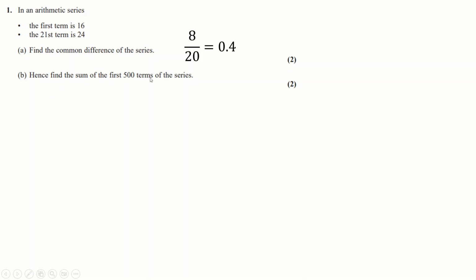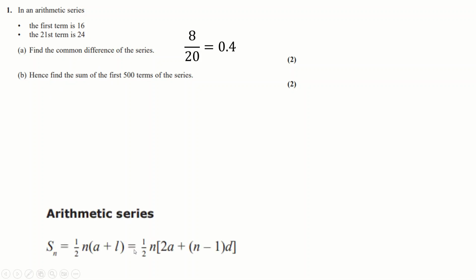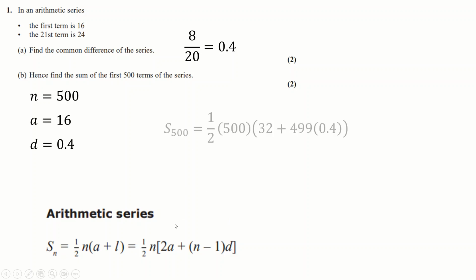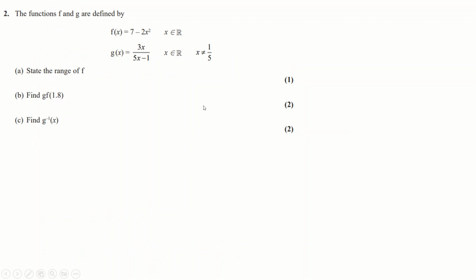Hence find the sum of the first... Well, we've got this formula in the formula book, and we have n is 500. We've got a difference, which is d, is 0.4, and we have a, of course, is 16. And we can just substitute that into this formula here, I believe. And so the s of the first 500 terms is just going to be all this. You can type that into a calculator and you'll get your answer. Okay, so a nice easy one to start.